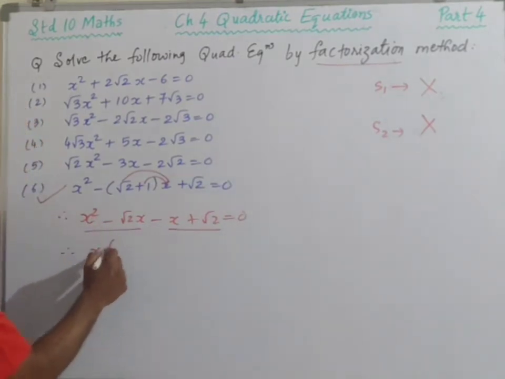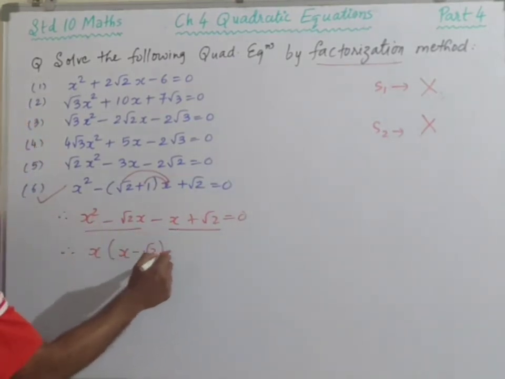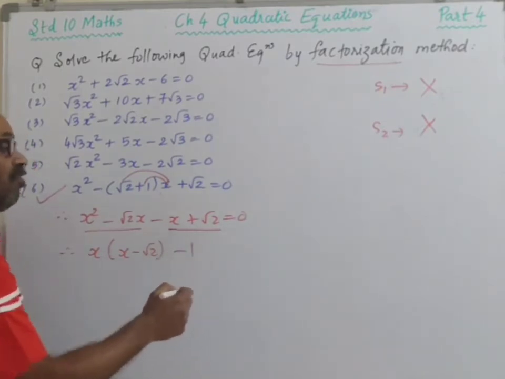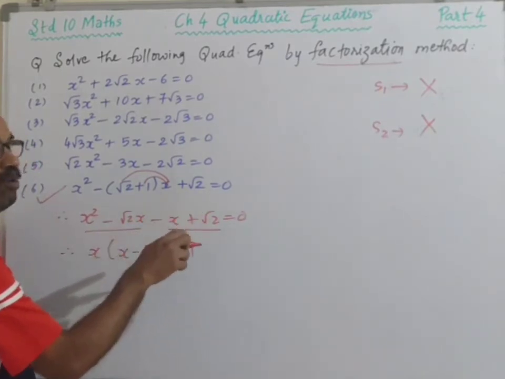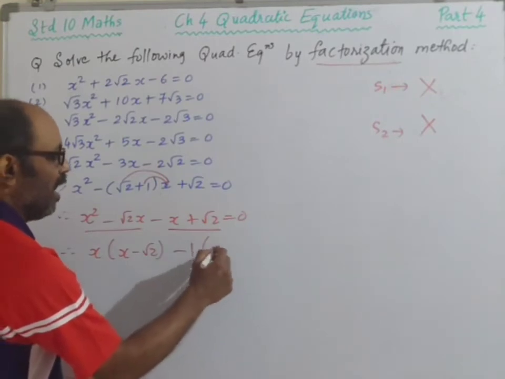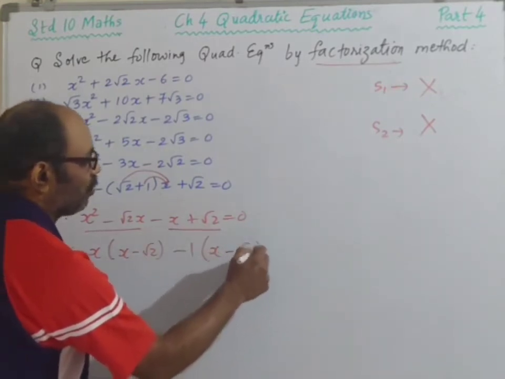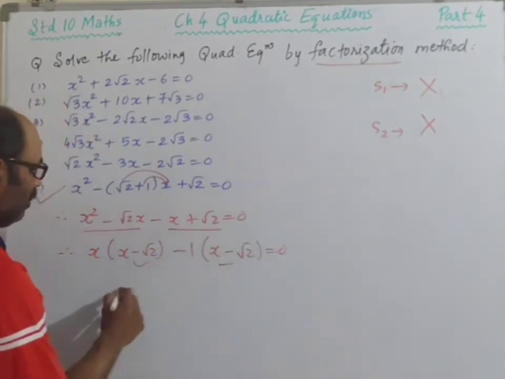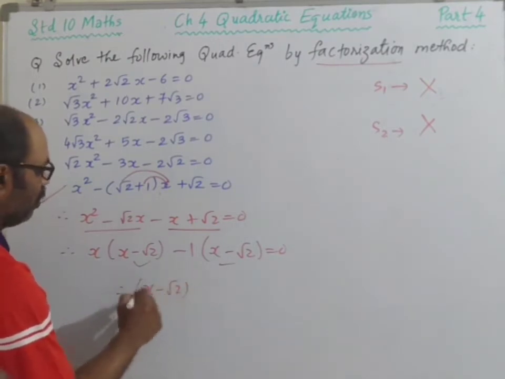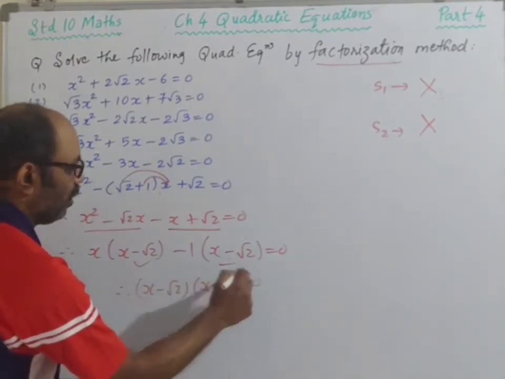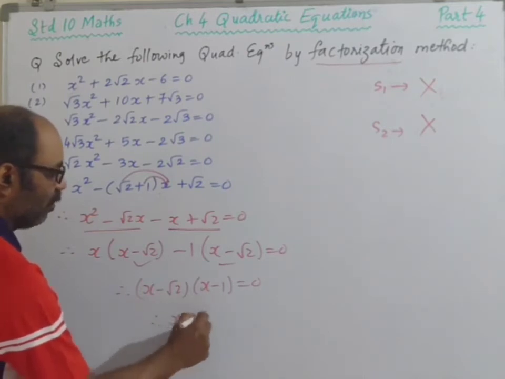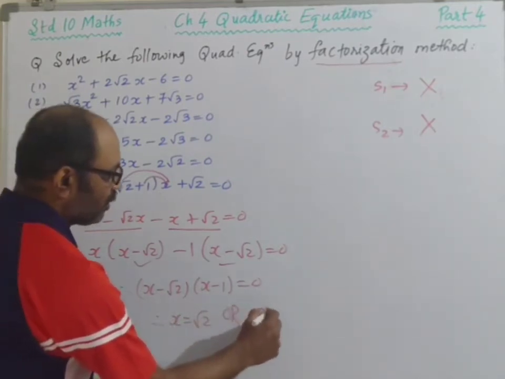What's common here? x, bracket में x minus root 2, minus nothing is common, so 1. यहाँ तो 2 भी नहीं है कि root 2 into root 2 लिख सके. Okay, sign will change, minus root 2 equal to 0. There you are. Therefore, x minus root 2 into x minus 1 equal to 0. Therefore, x is equal to root 2 or x is equal to 1.